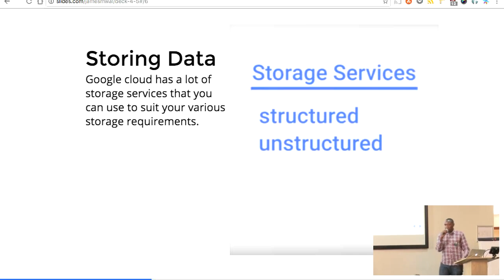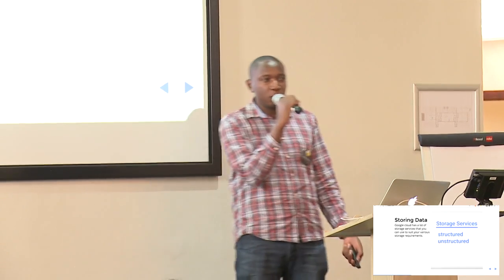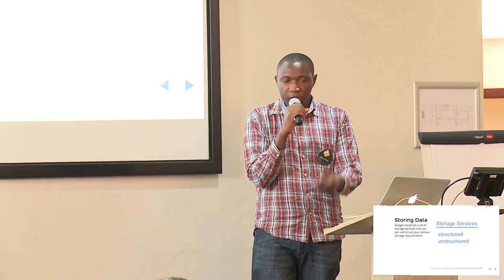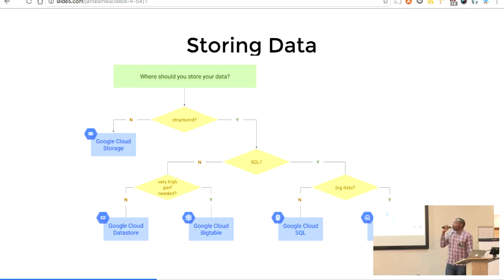But before you even choose a service to store your data, you need to make a decision: which service do you need to use to store that kind of data? And how do you do that? The first thing you need to ask yourself is, is your data structured? If the answer is no, then you store your data on Google Cloud Storage. That could be images, audio files, video files.